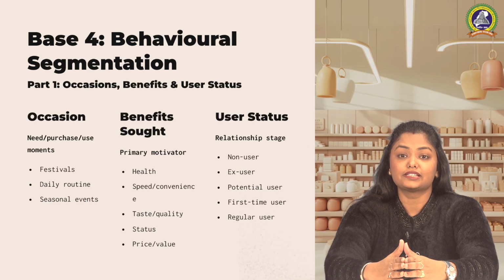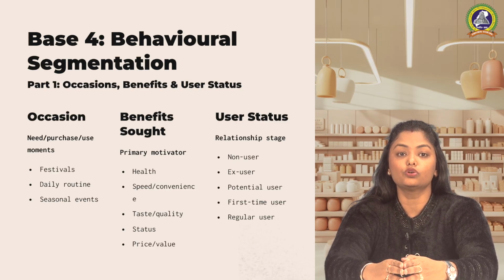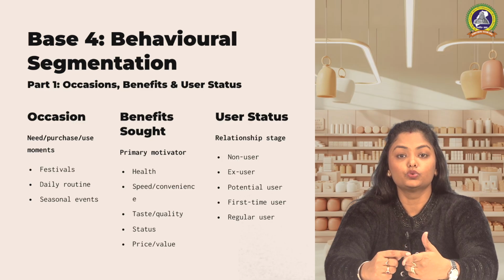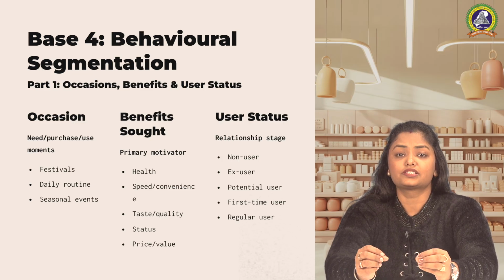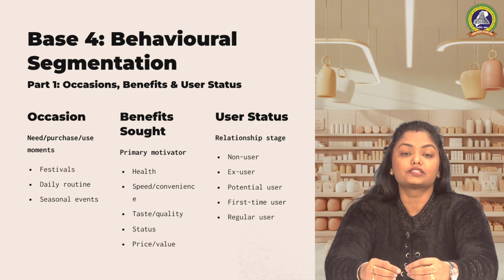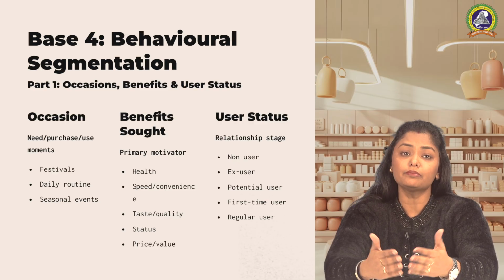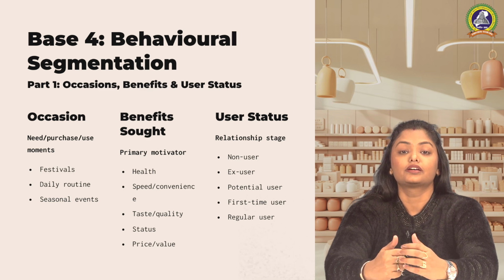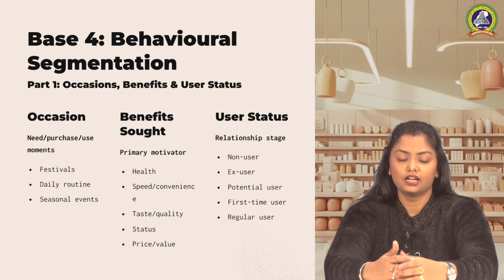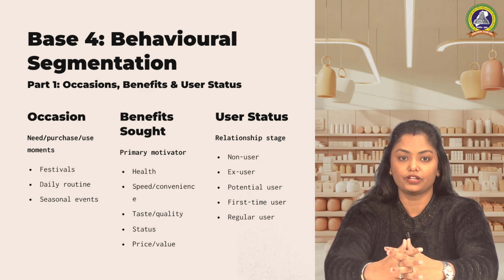Our final base is behavioral segmentation. This is a very powerful approach. Here we divide buyers into groups based on their actual knowledge of, attitude towards, use of, or response to a product. Instead of asking who they are, we are asking what they do. Many marketers believe these variables are the best starting points for constructing market segments. Let's look at the key behavioral variables.